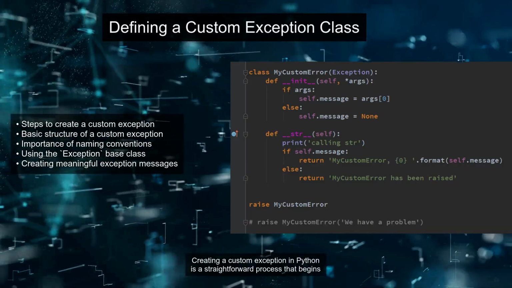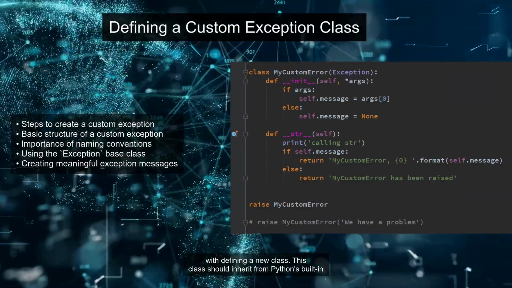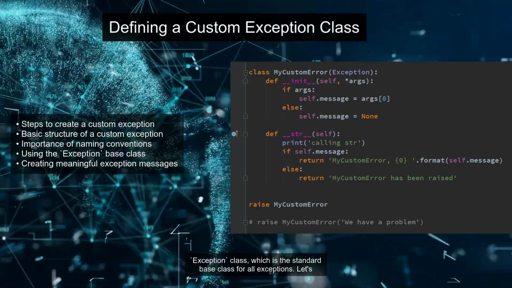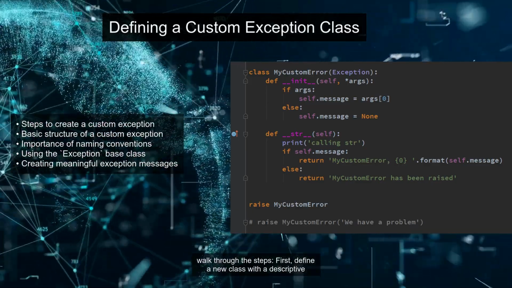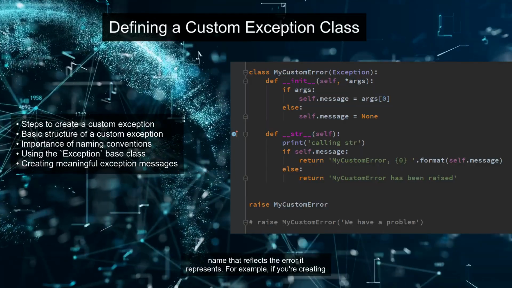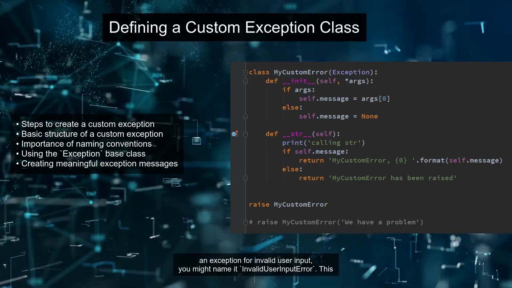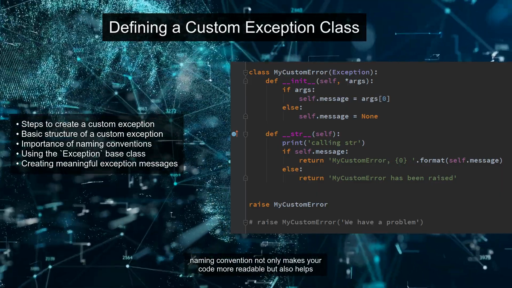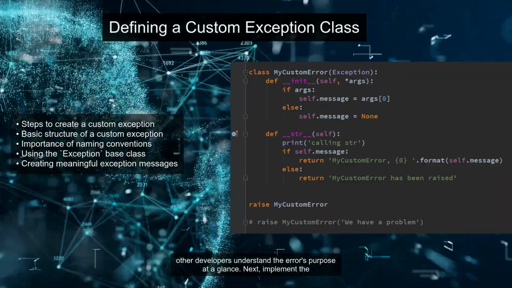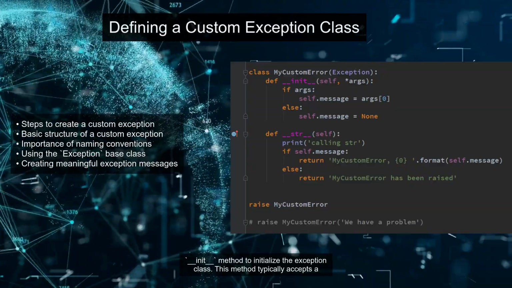Creating a custom exception in Python is a straightforward process that begins with defining a new class. This class should inherit from Python's built-in Exception class, which is the standard base class for all exceptions. Let's walk through the steps. First, define a new class with a descriptive name that reflects the error it represents. For example, if you're creating an exception for invalid user input, you might name it InvalidUserInputError. This naming convention not only makes your code more readable but also helps other developers understand the error's purpose at a glance. Next, implement the __init__ method to initialize the exception class.